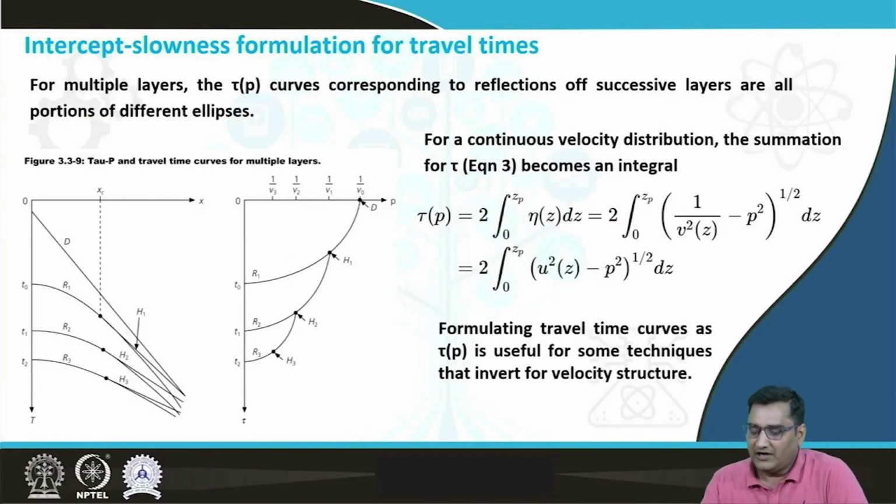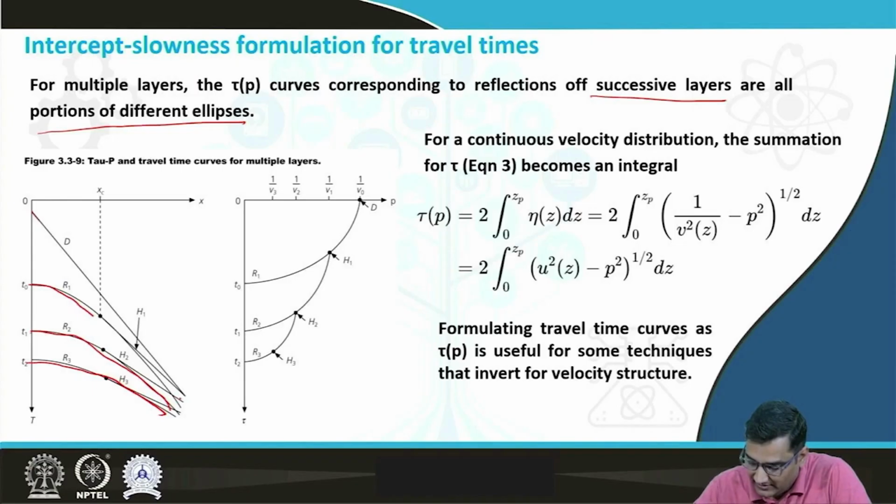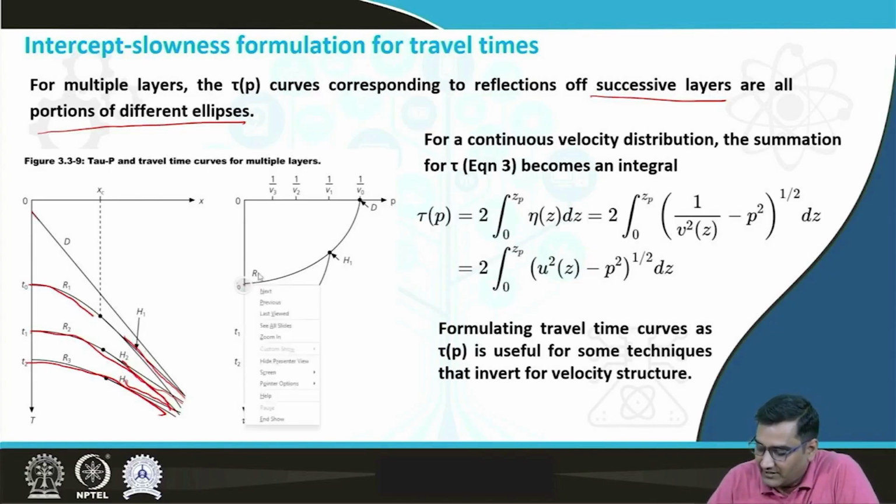For the case of multiple layers, the tau-p curves corresponding to reflections from successive layers are all portions of different ellipses. You can see that there is a head wave for the top layer, and then there will be reflection from the top of the second layer, that is a hyperbola. From the top of the third layer, this is another reflection hyperbola. From the top of the fourth layer, this is another reflection hyperbola. There will be a head wave traveling at the interface of the top layer and the second layer, another head wave, and a third head wave traveling across the interface of the third and fourth layers, and the corresponding ellipses for the reflection hyperbolas will look something like this, as you can see over here.